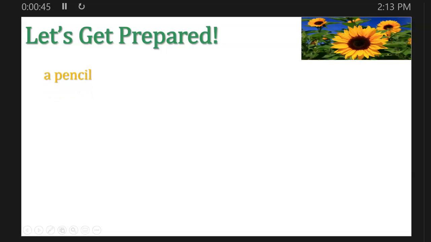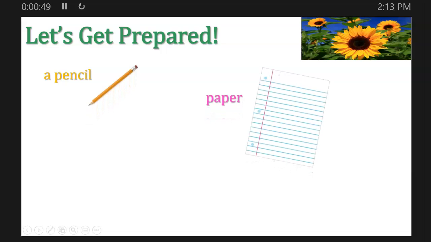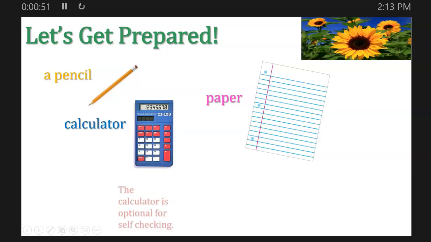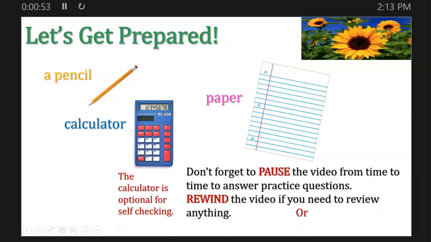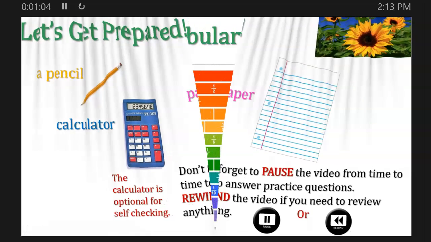Let's get prepared. You're going to need a pencil with an eraser for today's lesson, a piece of paper to take notes, and a calculator is optional but not required. Don't forget to pause the video from time to time to answer the practice questions, and rewind the video if you need to review anything or if you just need to study.